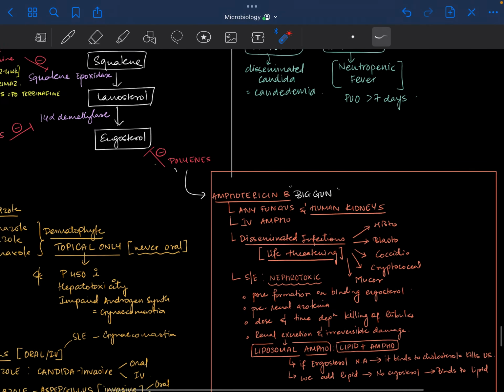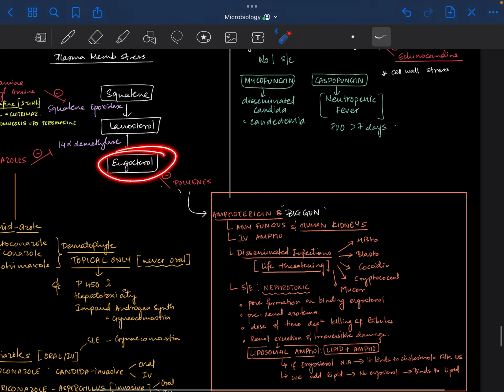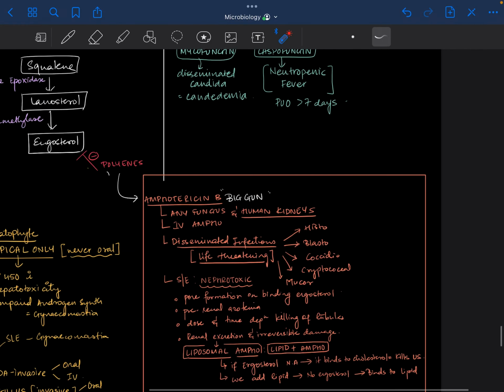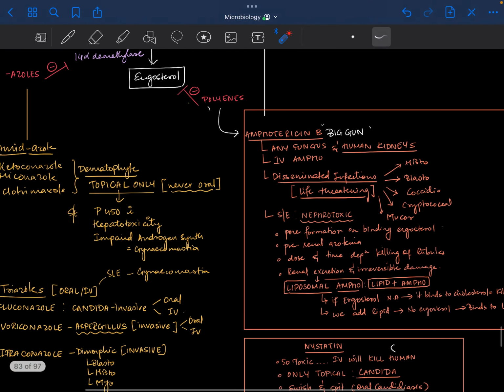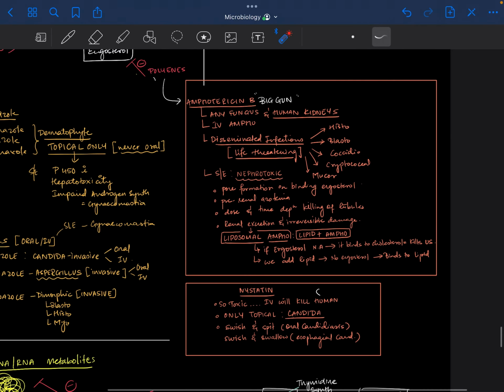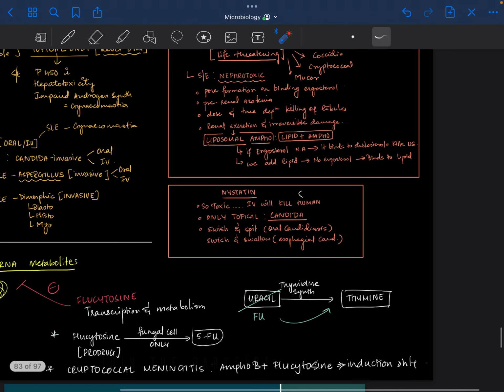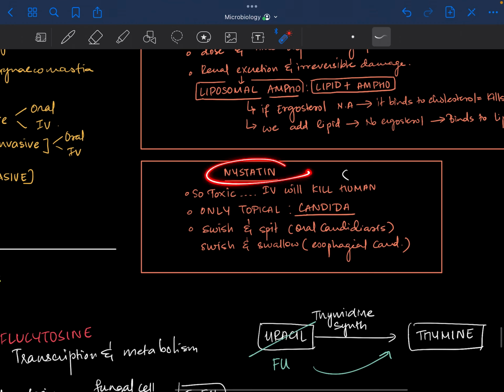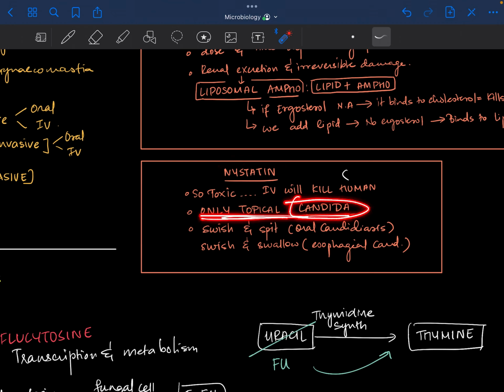Okay, so the last step of ergosterol formation was ergosterol. Over here, you'll have polyenes, ergosterol polyenes. The two most important ones are amphotericin and nystatin. Now nystatin is really small, so let's get done with that. Nystatin is so toxic that if you give nystatin IV ever to anybody along with a fungus, it will kill the entire human. So nystatin is always going to be topical, like candidal infections.